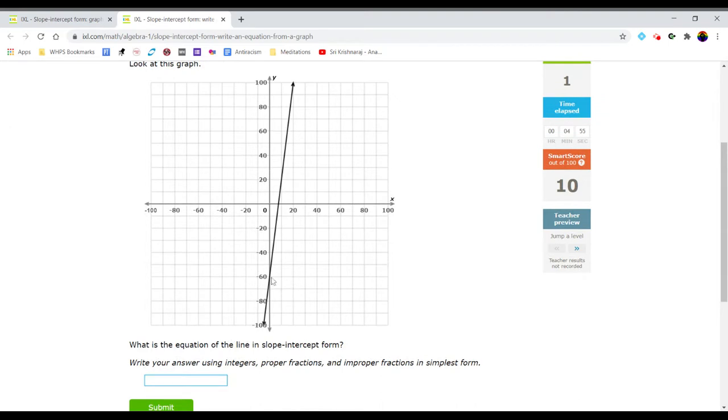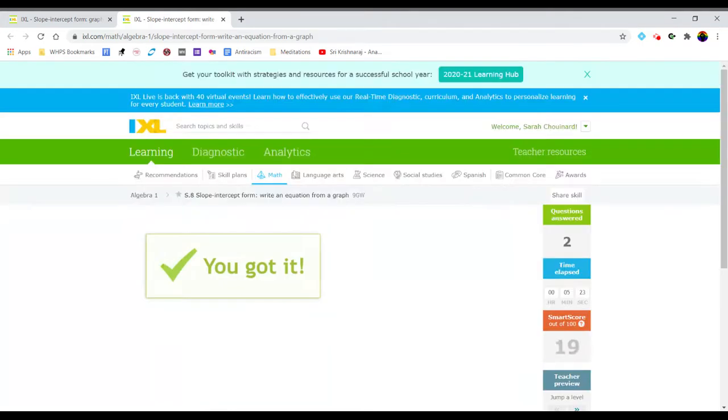All right, for this one, I'm starting at 60, so that's going to be my y-intercept. And then the next point that I cross is right here. And so if I count, that's up 1, 2, 3, 4, 5, 6, 7, 8, and to the right 1. So my slope is 8/1, which is just 8. So 8x minus the y-intercept was -60, so -60.